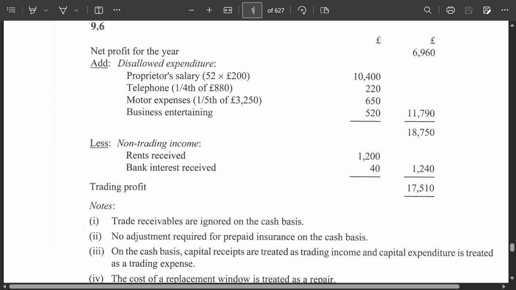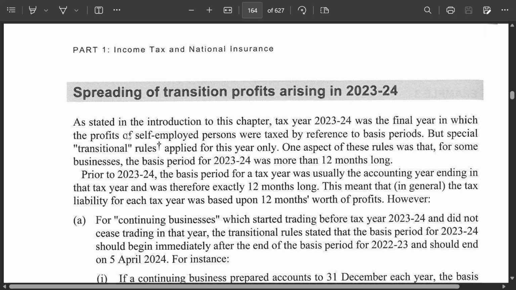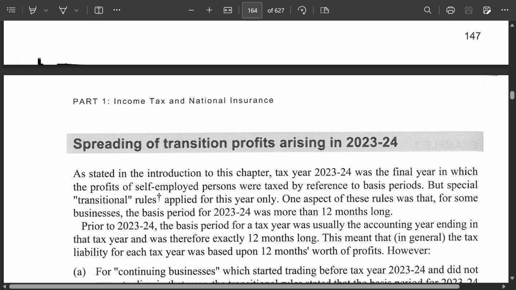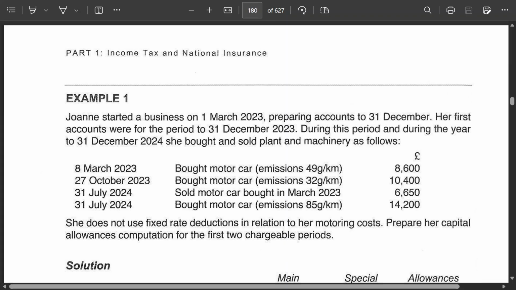Yeah, so capital allowances is basically, no, it's not 164, I have to add 16, so 180. Here's Joanne, right? Yeah.